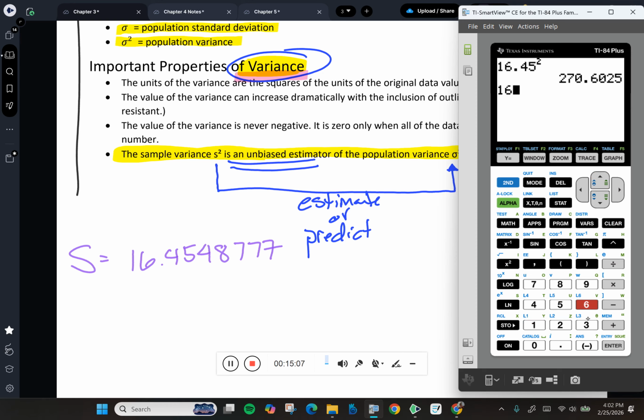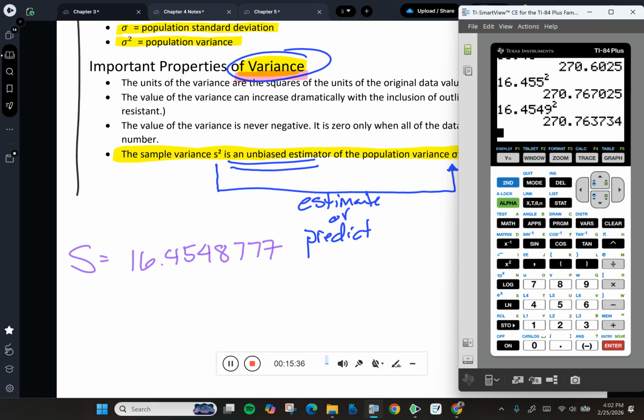But if I take 16.455, which would be that number rounded to 3 decimal places, and square it, here's what I get. And if I were to take 16.4549, 4 decimal places, and square it, here's what I get. Do you notice how using more gives me a more accurate answer? Well, I shouldn't say more accurate answer, but I would have more accuracy in my final answer by using more accuracy in my number that I use for my calculation.